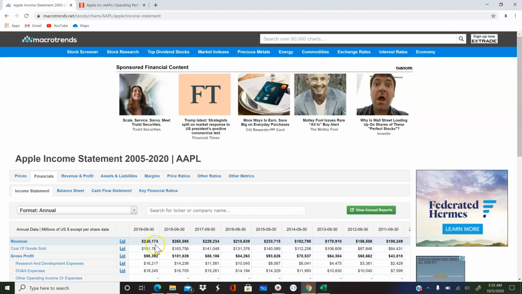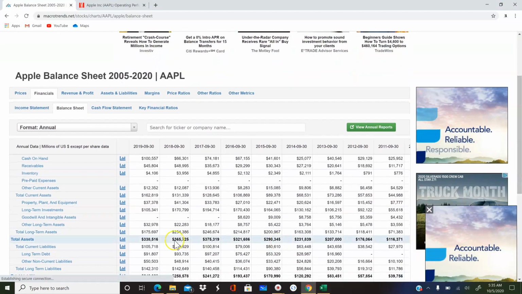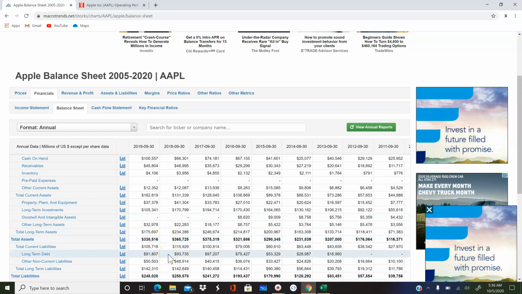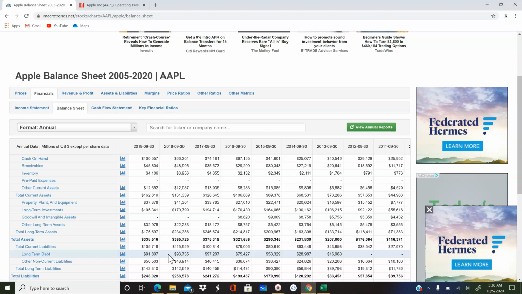There's our sales for that period. We'll go to the balance sheet and see what the total assets were, and we'll have to do an average of these two numbers. Give me just a second. I'm calculating it on my phone, FYI. So 338,516 plus 365,725. Sorry, guys, I keep pressing the wrong buttons on my calculator here. Okay, so 352,120 is our average of the total assets for fiscal year 2019.